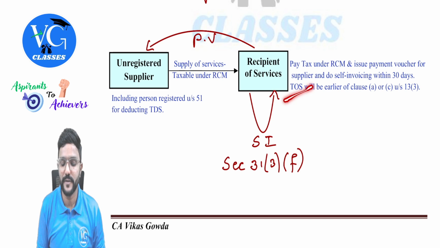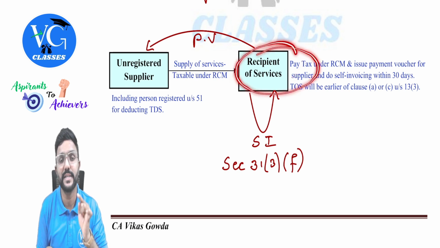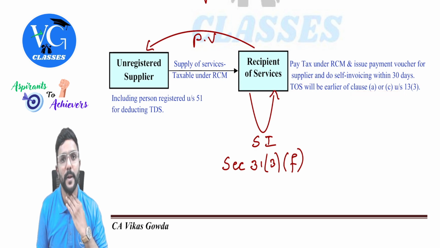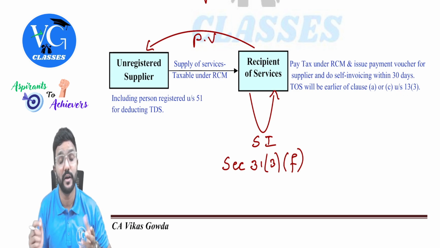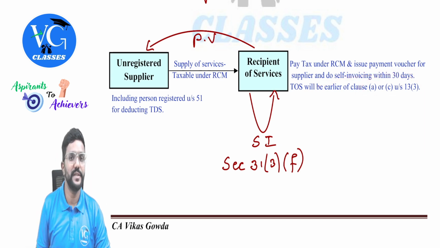And for the recipient, for services which are taxable under RCM, what is the time of supply? Clause A or clause C, whichever is earlier, guys, as per section 13 subsection 3. So that means the date of payment or the date of self-invoicing by the recipient, not the 61st day and all, the actual date of self-invoicing, whichever is earlier.